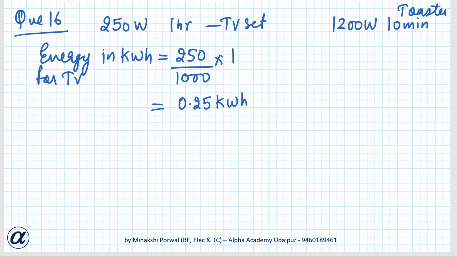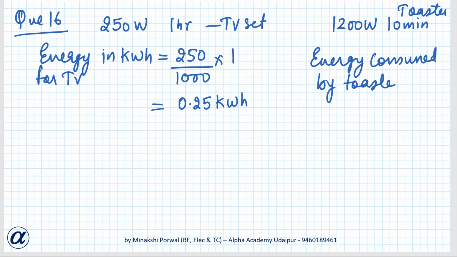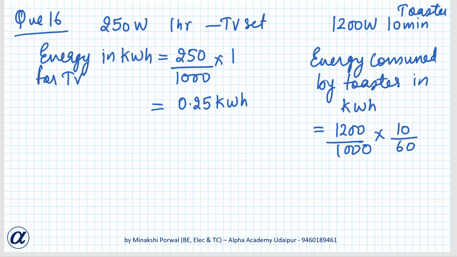Now the energy consumed by the toaster in kilowatt hour. So 1200 divided by 1000. To convert watt to kilowatt, we divide by 1000. 10 minutes, when converted to hours, will be divided by 60. So this is equal to 0.2 kilowatt hour.